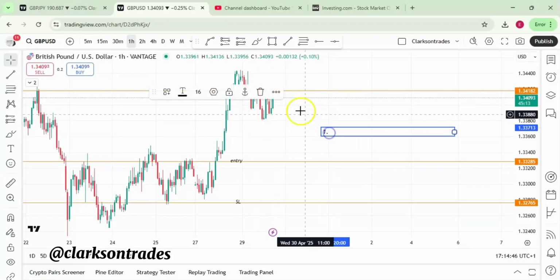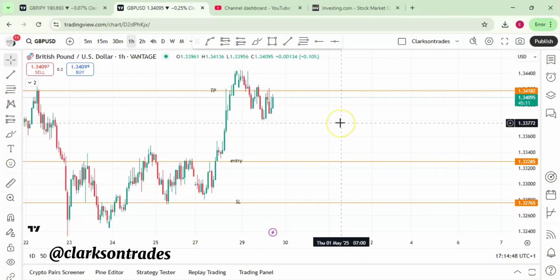After knowing what pip means, the next thing you need to know is how to calculate pip in Forex trading. Knowing how to calculate pip will help you to know how many pips, or how many units of movement, the market has moved at a particular time, or how far the market should move to get to your take profit target, or to hit your stop loss target.